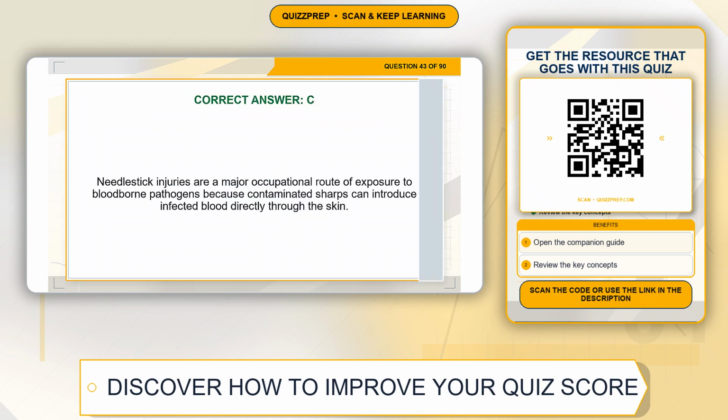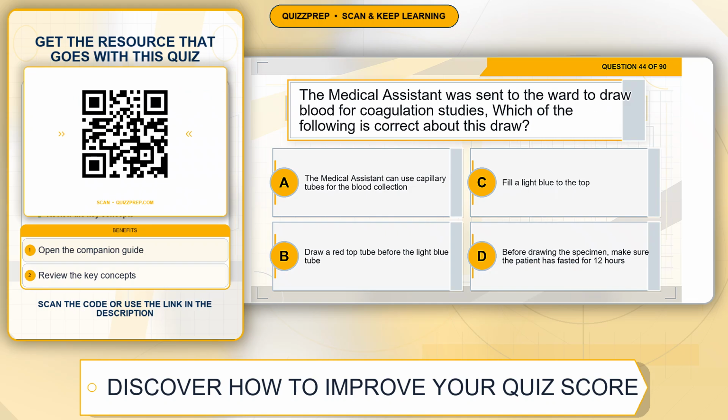Explanation. Needle stick injuries are a major occupational route of exposure to bloodborne pathogens because contaminated sharps can introduce infected blood directly through the skin. Question 44. The medical assistant was sent to the ward to draw blood for coagulation studies. Which of the following is correct about this draw?